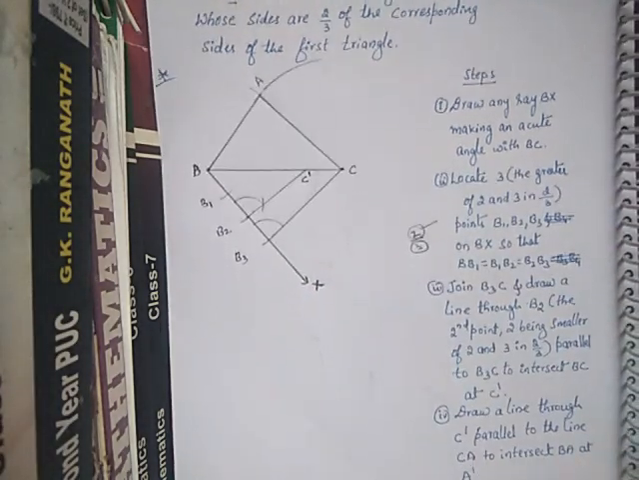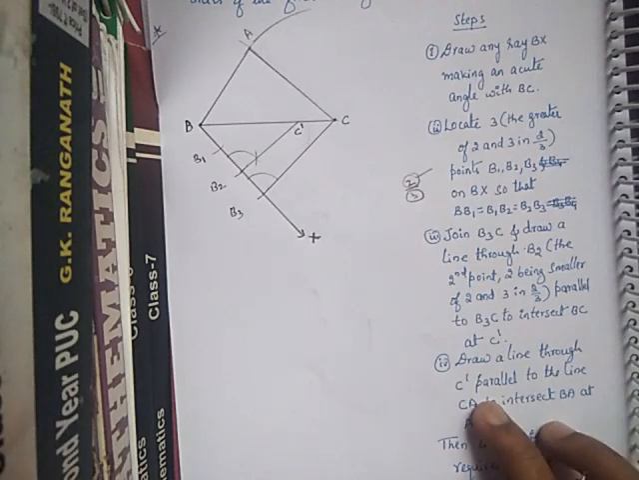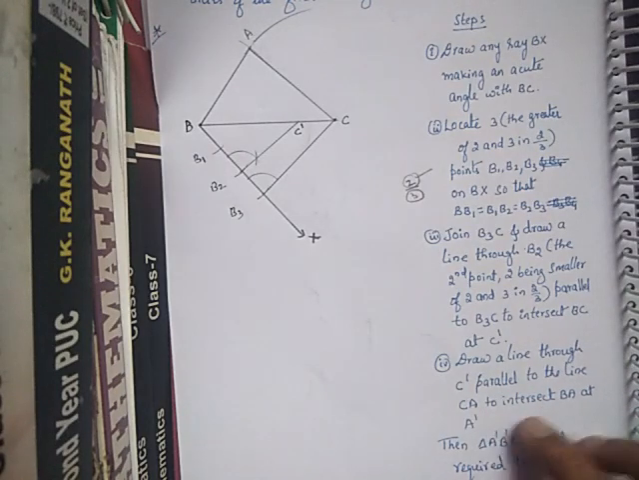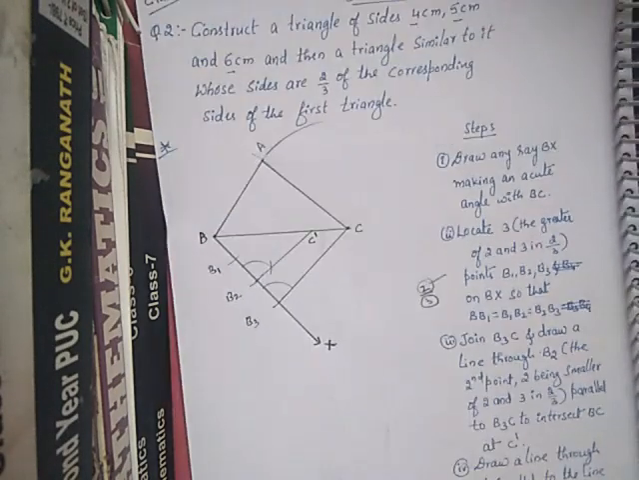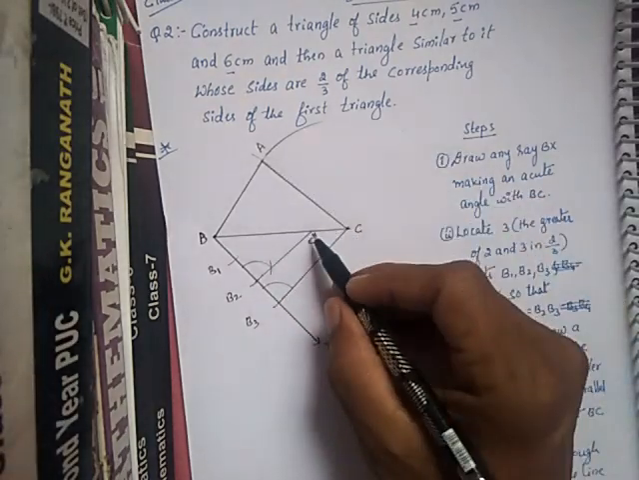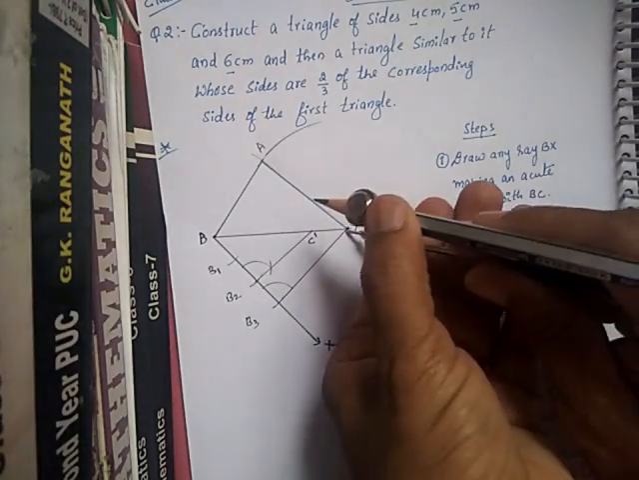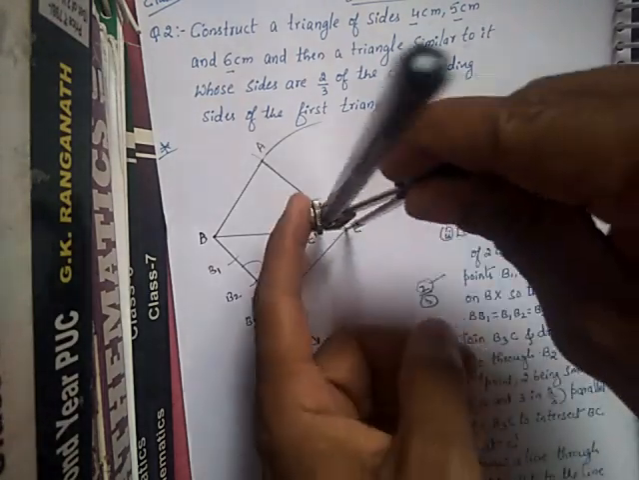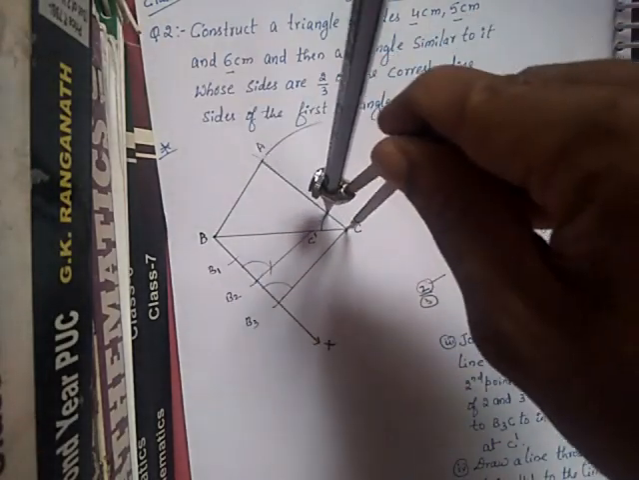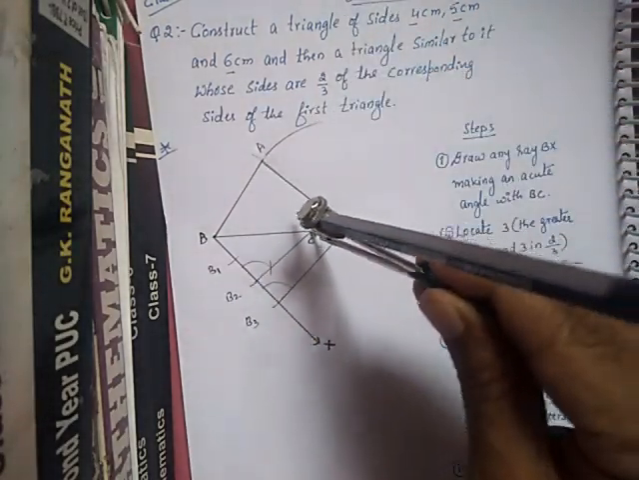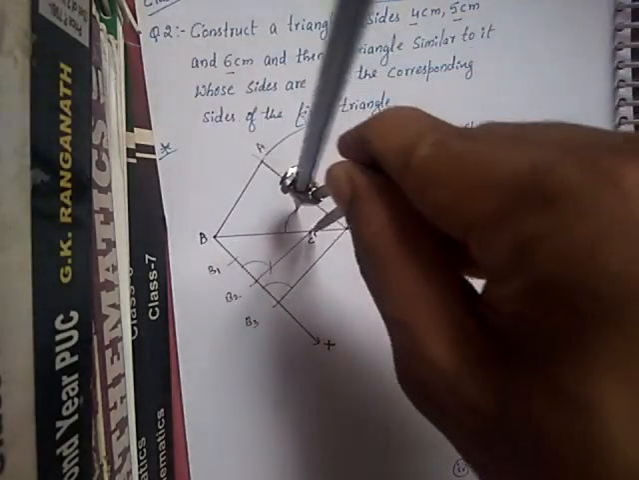So now again draw a line through C dash parallel to the line CA to intersect BA at A dash. So for CA you have to draw the parallel from C dash. For that, what do we have to do? Again the same thing: you have to draw the arc from C like this. Draw the arc first, keep the arc like this, next again keep on C and cut the arc like this.